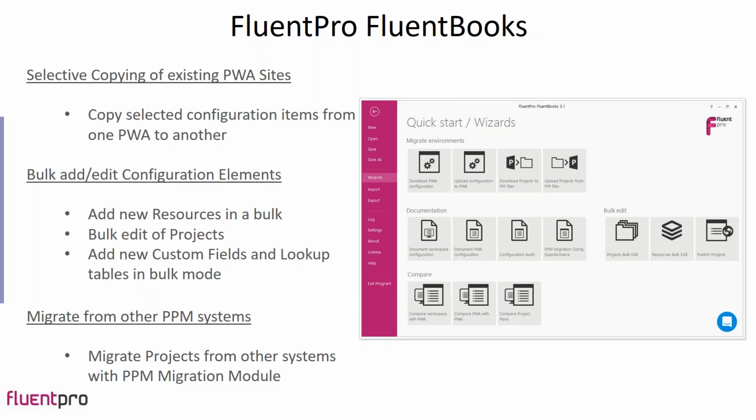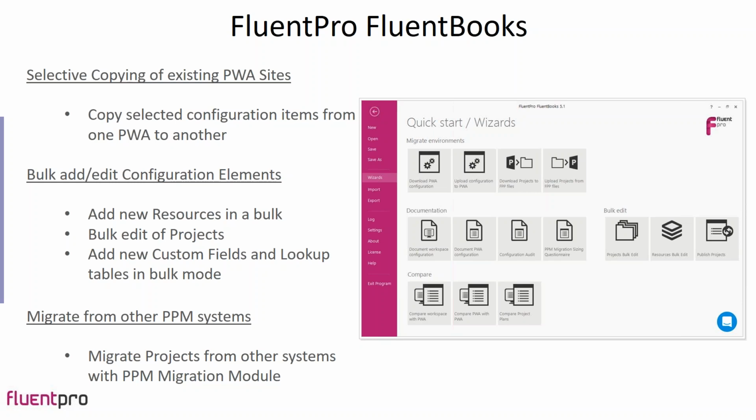FluentBooks allows to perform the selective migration as well. It can also be used to bulk change PWA configuration or to add new elements in a bulk to the existing PWA site or multiple sites in one go. For example, if a new division was created within your organization and you need to add a couple of new resources or custom fields or lookup tables or even projects, you can easily do this in a bulk with the help of FluentBooks and then just deploy this information to multiple PWA sites.